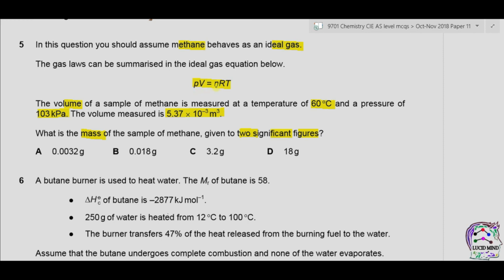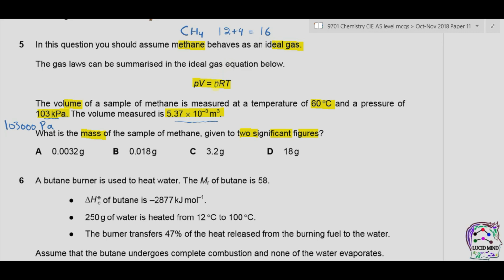We are going to use the ideal gas equation. For the ideal gas equation, the pressure must be in pascals. As we have kilopascals, it can be converted into pascals by multiplying by 1000. So it will be equal to 103,000 pascals. The volume should be in meter cube, as it is already given in meter cube. n is the number of moles, and we have to find the mass. The molecular mass of methane, as it is CH4, is 12 for carbon and 4 for 4 hydrogen, so the molecular mass is 16.